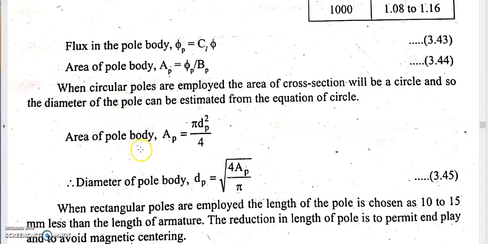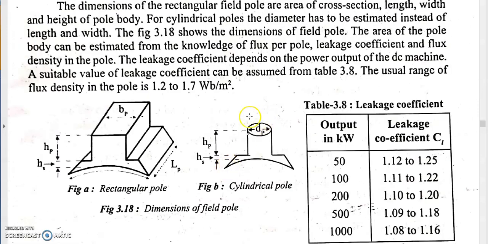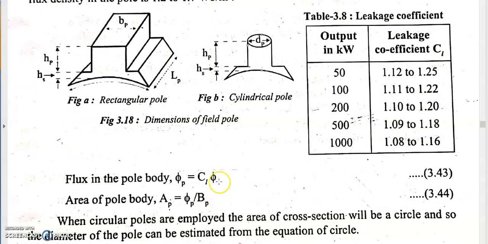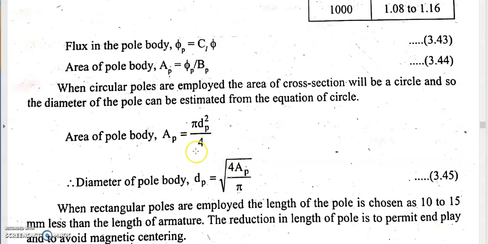types of field pole, that is, if it is a circular pole, we can calculate the diameter of the pole body. In a circular pole, we will be calculating the diameter and then the height, and in a rectangular pole, we will be calculating the width and height. If it is a circular pole, the area is pi r square, where r is d by 2, so pi dp square by 4. This is the area of the pole body in a circular pole.